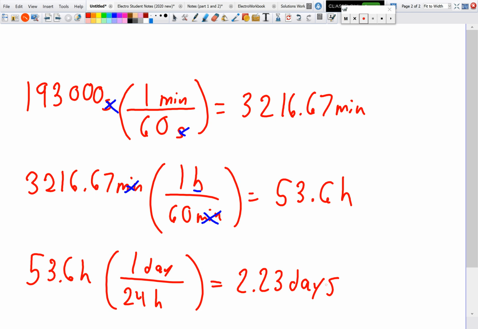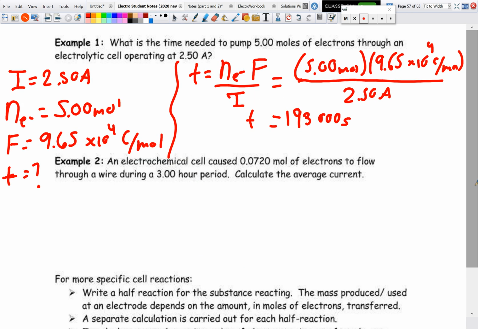You can use any of these, but just make sure that you can work between all these units. So knowing how to convert from seconds to minutes, from minutes to hours, hours to days, and so on, or even going in reverse, so starting with days and then getting to seconds. So that's how you'll need to do that.